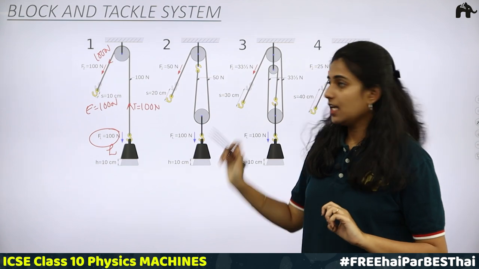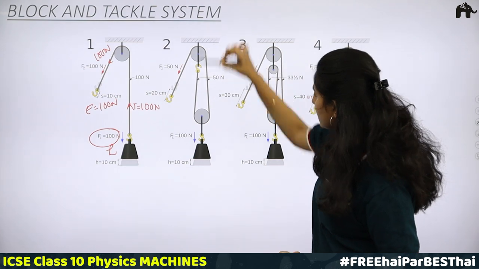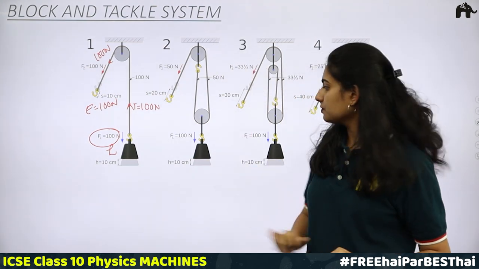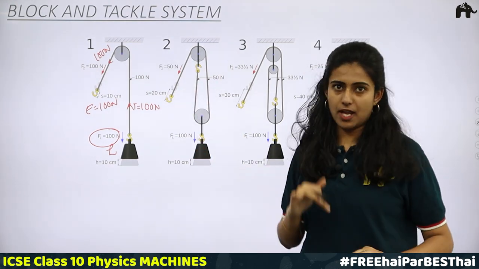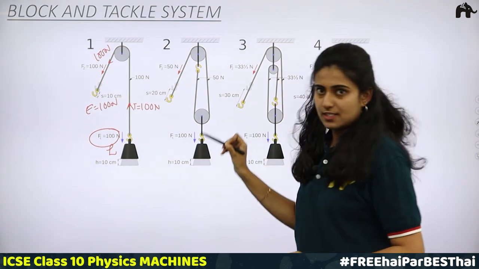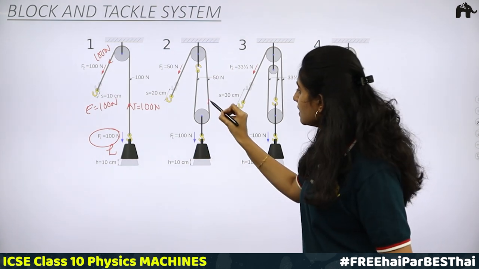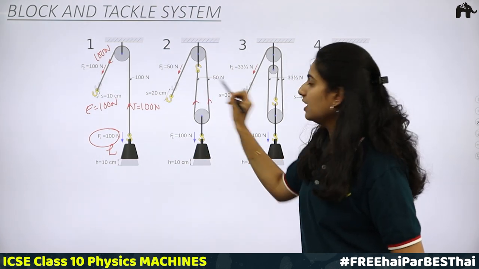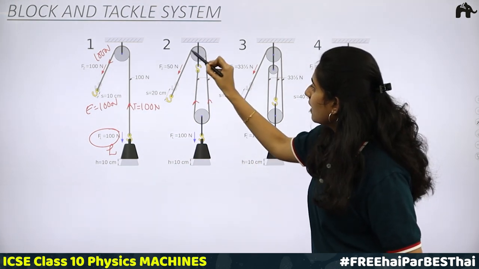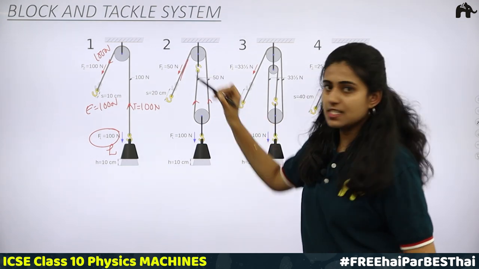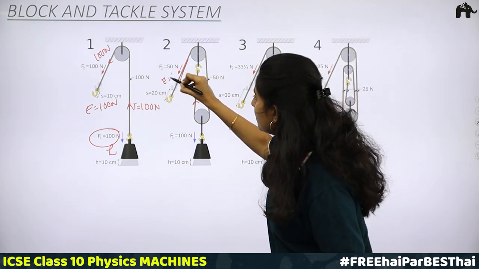Now take the second case. Here you are having a single fixed pulley and a single movable pulley. The axle is fixed and here the axle is able to move. Okay, we have the same load of 100 newton. Let's see how much force we'll have to apply. Because of this movable system, that is a single movable pulley is present here, the 100 Newton force will be distributed as tension of 50 Newton in each part of the rope. Okay, this 50 Newton will be the tension in this part. Therefore, the effort here will be equal to tension and the effort is 50 Newton.